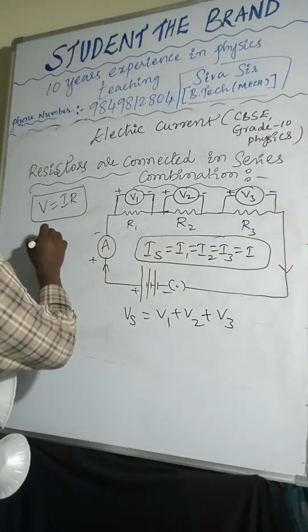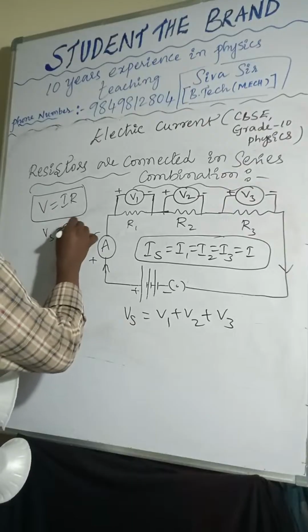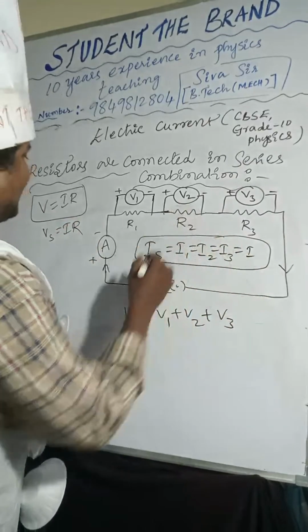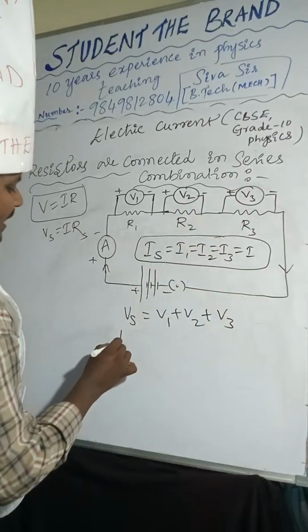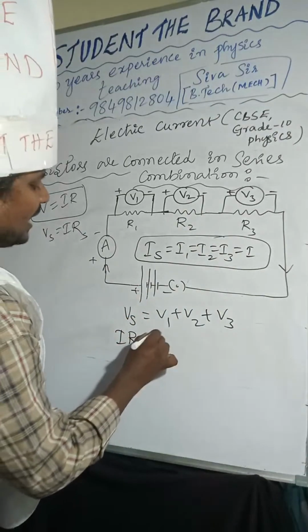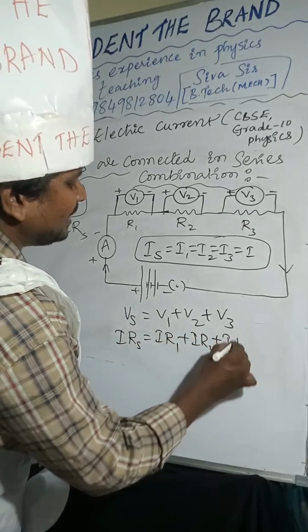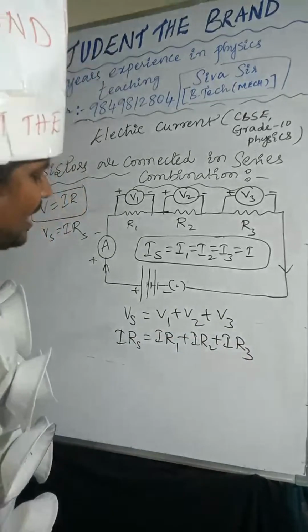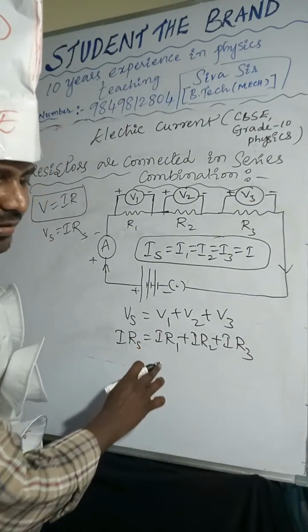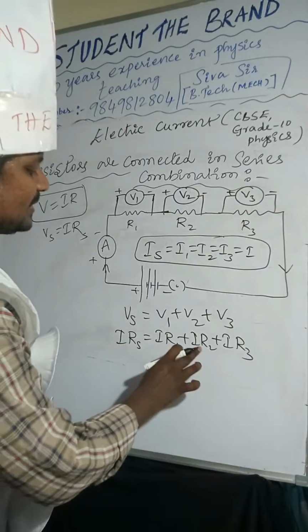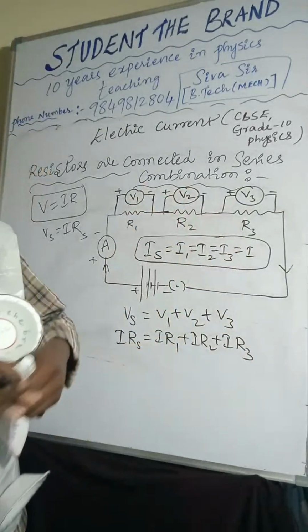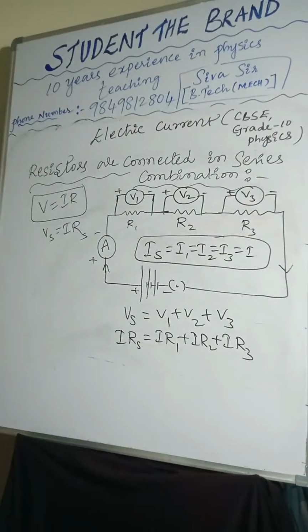So now I am considering Vs equal to I Rs. I is constant, that's why I am taking I. So now we are taking I Rs equal to I R1 plus I R2 plus I R3. So once again, I Rs equal to I R1 plus I R2 plus I R3.